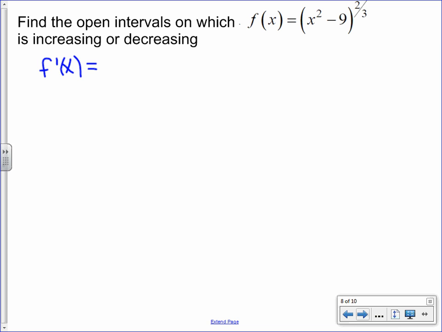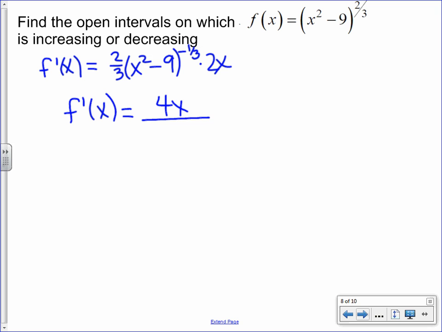Help me out. 2/3 x squared minus 9 to the -1/3 times 2x. Times chain rule. So power rule, then chain rule. Excellent. Let's make this look a little prettier. Thank you. How do we make this look prettier? Does this look okay? And what do we need to do with this?